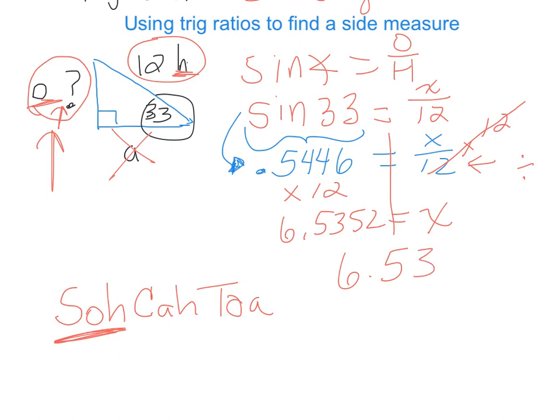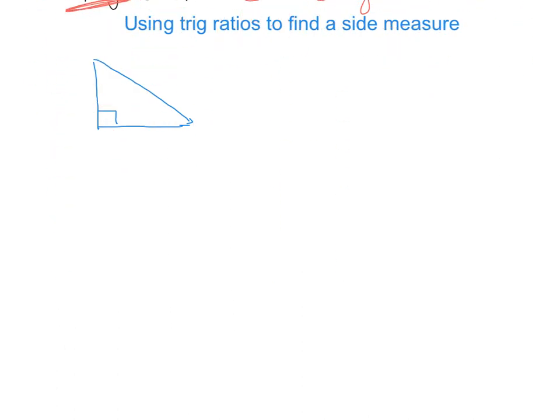Alright, let's try another one. The process is going to be the same. You want to label your triangle, hypotenuse, opposite, adjacent, figure out which trig function to use, and then plug your numbers in and solve. So let me scroll up. And that guy can go too.